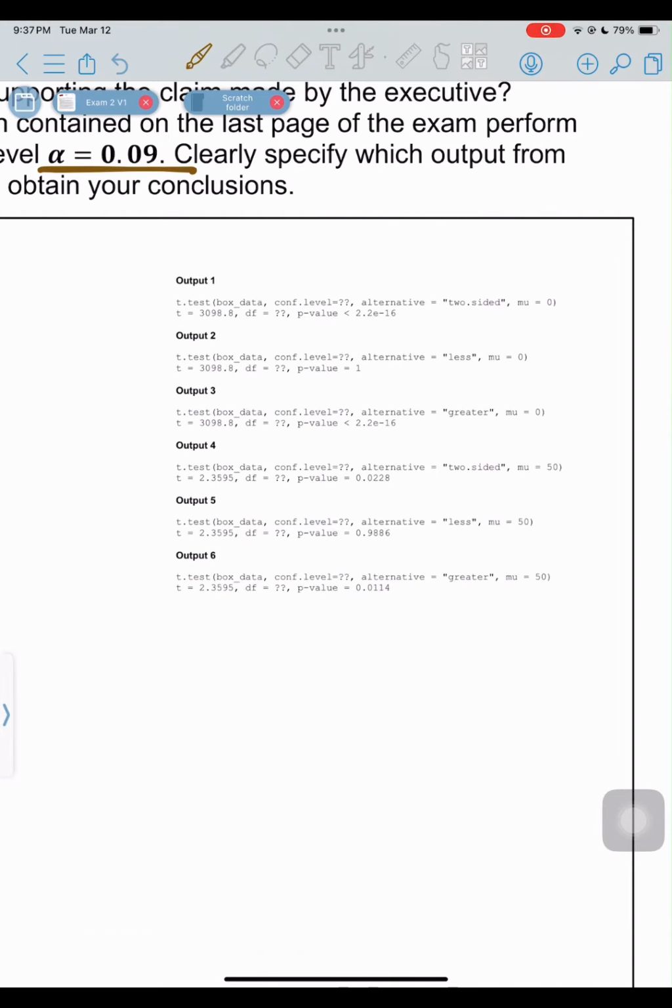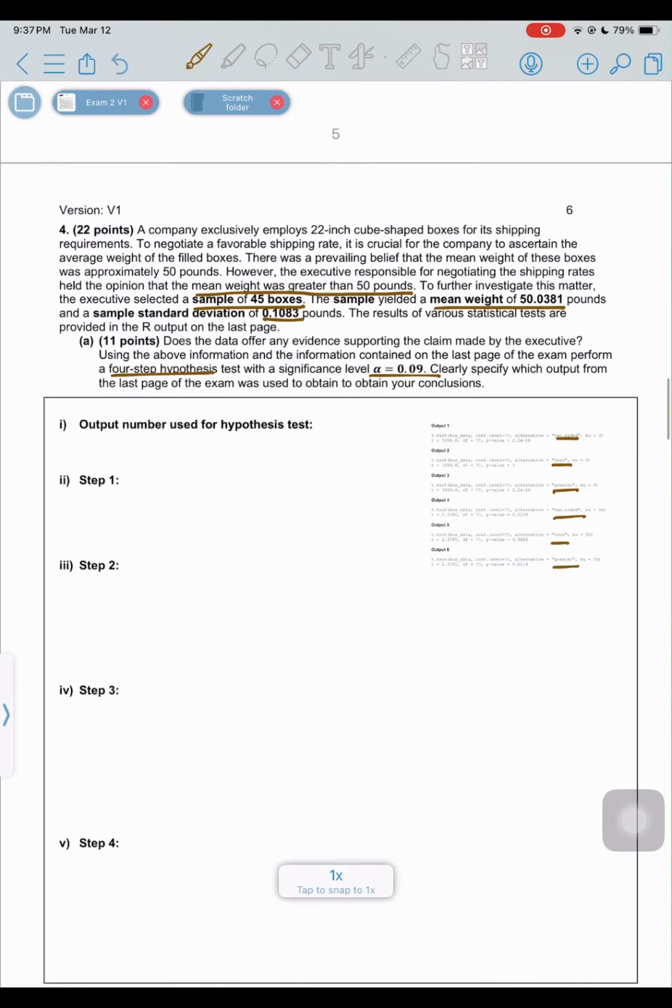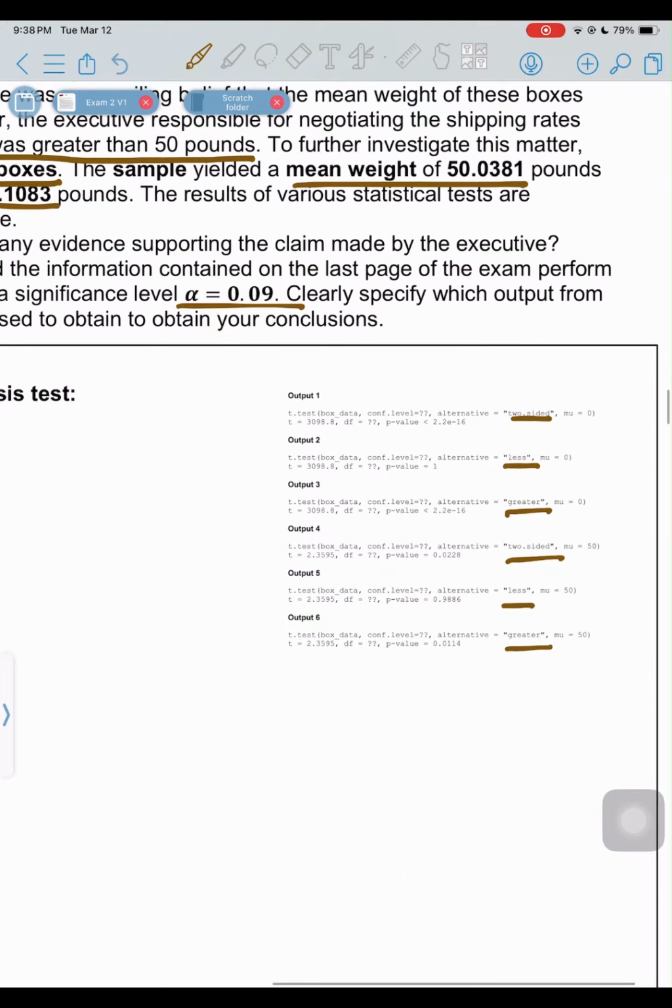So if you look at our output, it's saying two-sided, less, greater, two-sided, less, greater. We're given that the mean was around 50, so it's not mu is 0. So output 1, 2, 3 is not right. It's going to be either 4, 5, 6.